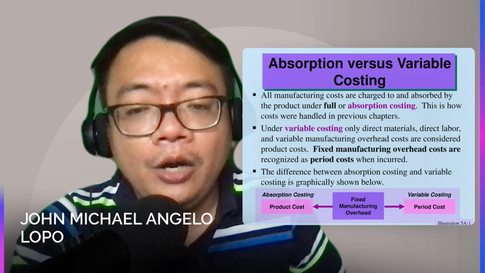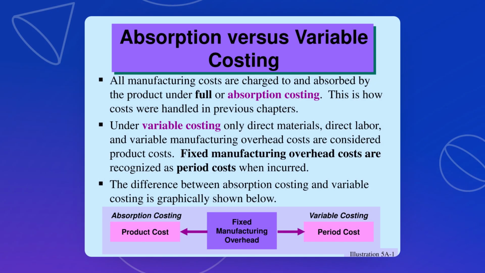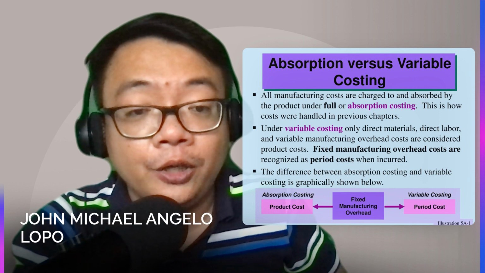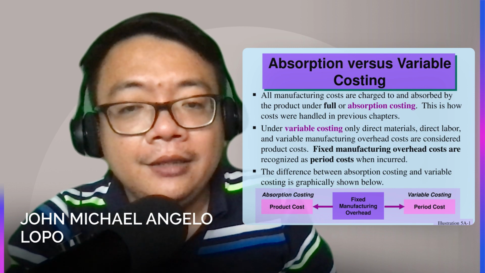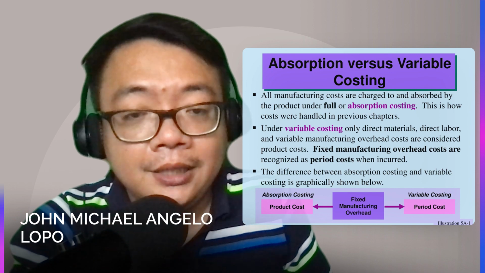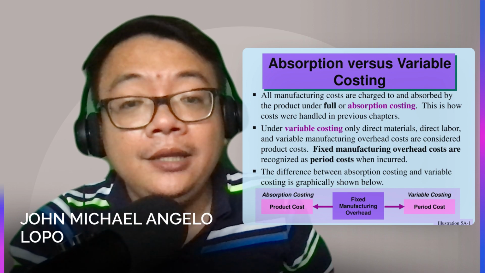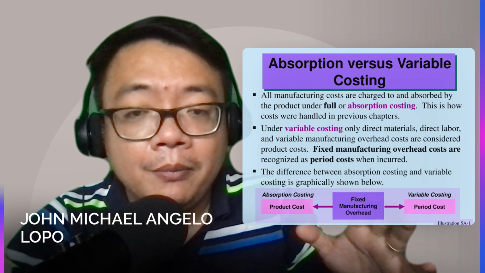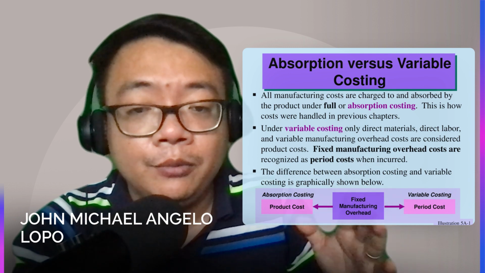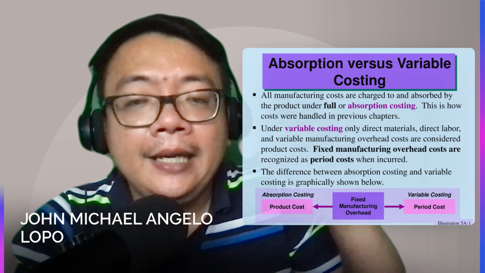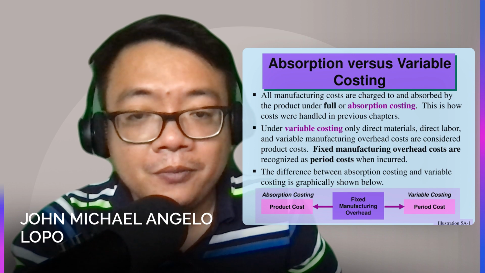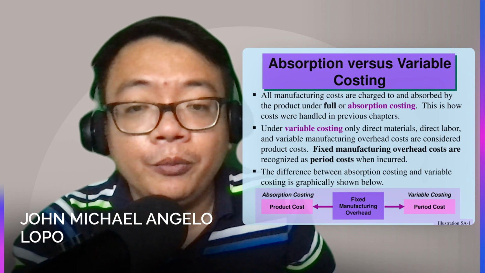Alright. How about in terms of your variable costing? So, variable costing, class, is basically your contribution margin format. That's why in variable costing, only direct materials, direct labor, and the variable overhead costs are considered to be product costs. So, ano ang pagkakaiba ng full absorption and variable costing? Mamaya, class. In the full or absorption costing, the fixed manufacturing overhead is part of your product costs.